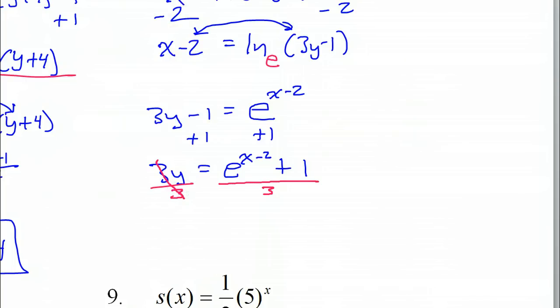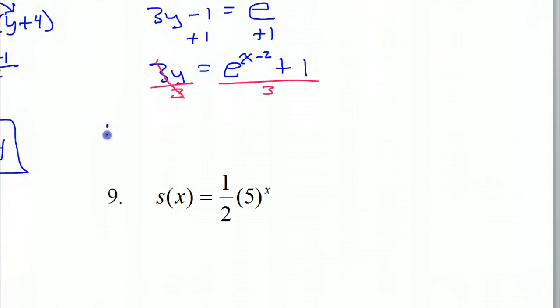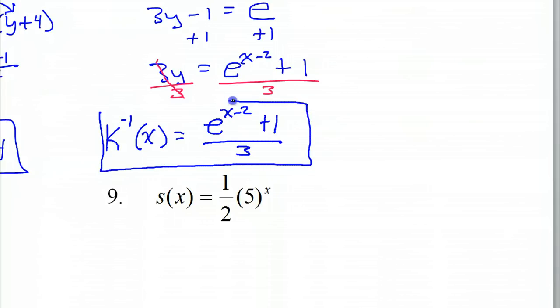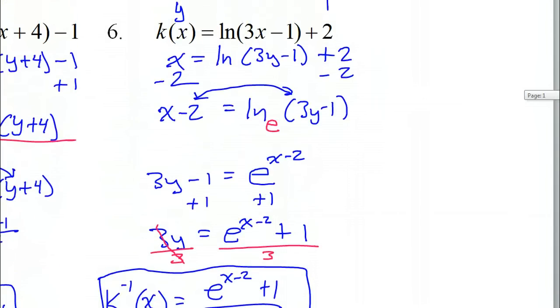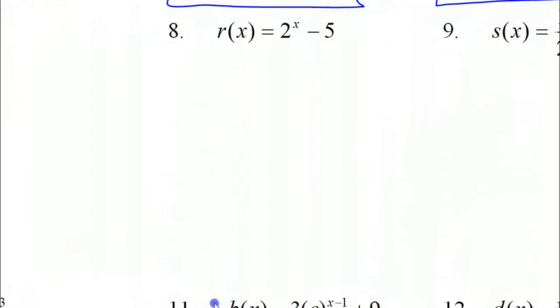This was a k function, so I'm going to go ahead and put k back in it and write k inverse equals e to the x minus 2 power plus 1 all over 3. Alright, that was number 6. Here's number 7. Okay, this one's a little different.